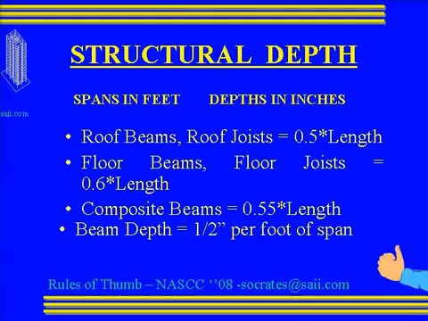Okay, let's talk a little bit about structural depths. This is one usually we're in meetings and the mechanical engineers are screaming. They need to put these bigger ducts and they want to know exactly how deep your members are. For roofs and roof joists, essentially half the length. The length in feet, the depth in inches. So if you have a 30-foot span, you need a 15-inch member. For floor beams and joists, it's 0.6, and if those happen to be composite, it's somewhere in between.